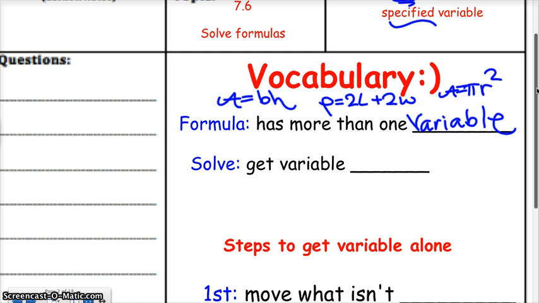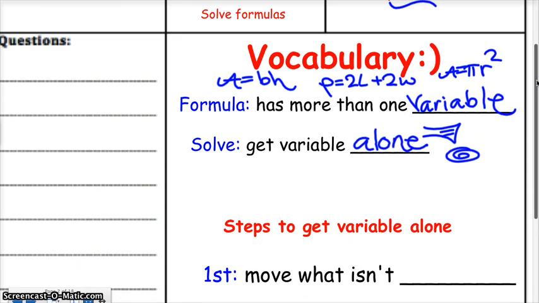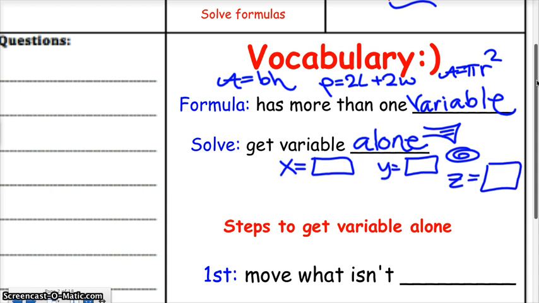And when I say solve for a variable, solve means get the variable alone. You want the variable to be by itself. You want it to be like x is equal to something, y is equal to something, or z is equal to something. Some letter equals something. The letter is alone.